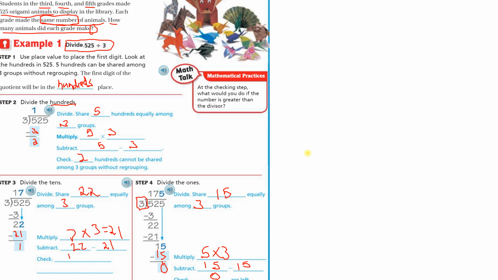So the answer to our question, go back to our question, how many animals did each grade make? Each grade made, whoa, that's way over there. Let me bring it over here. 175 origami animals. Okay, and again, we could check it by taking that quotient, 175, and multiplying it by our divisor 3.